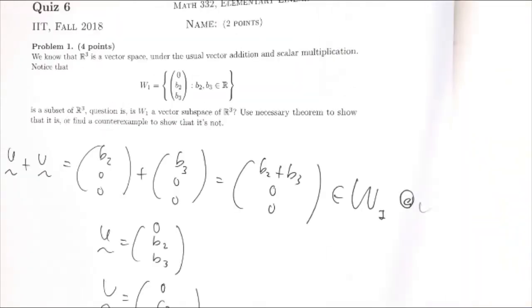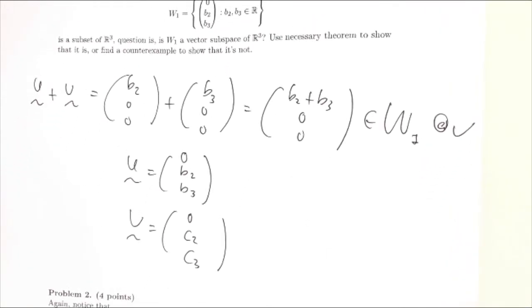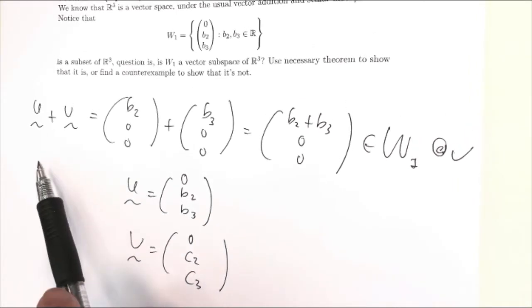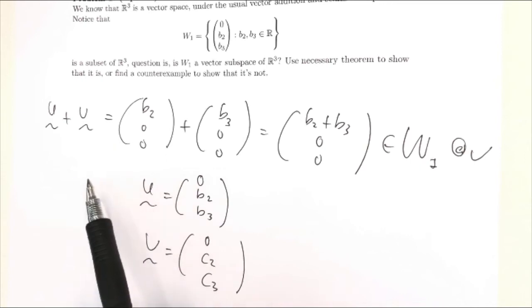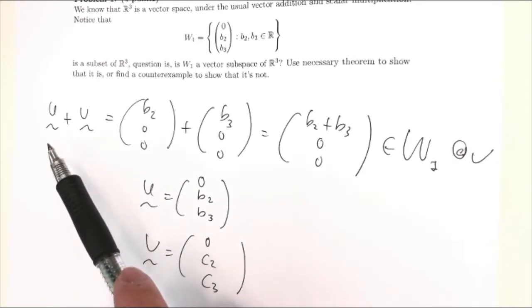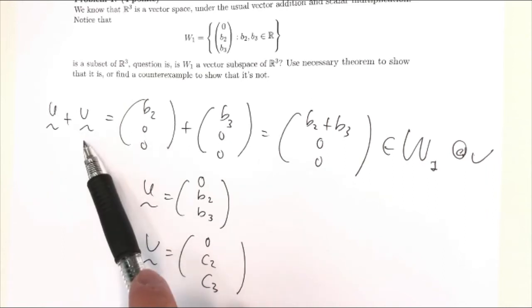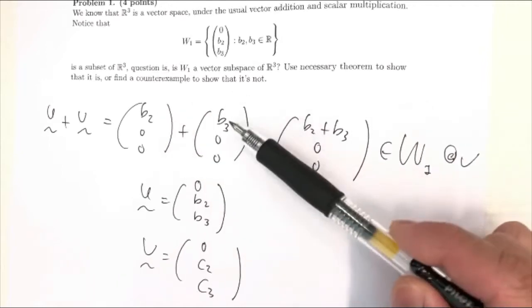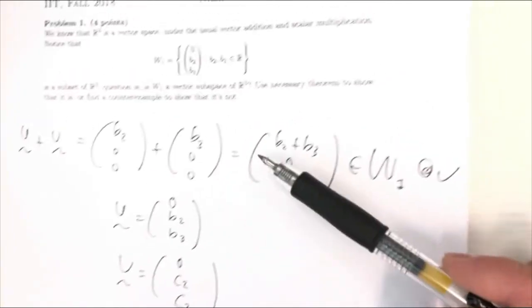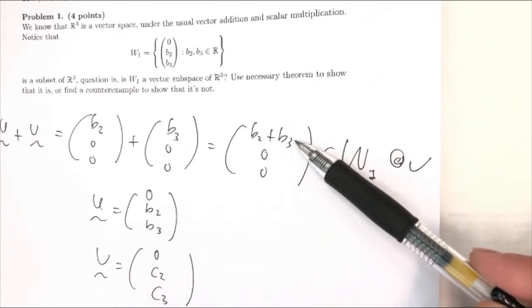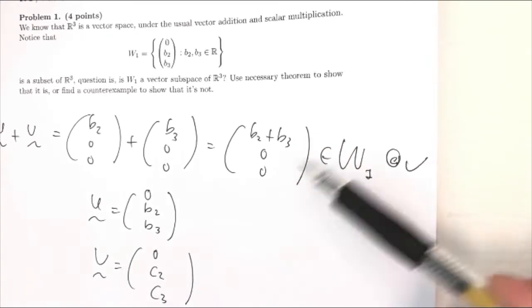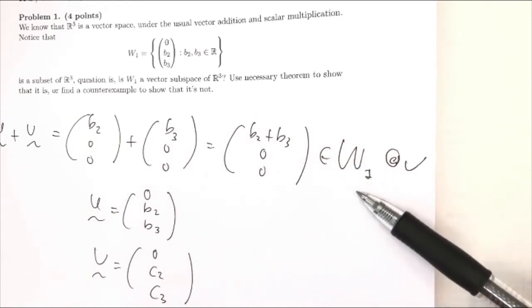Now, let us look at some of your solutions. This is one of the solutions provided by students in our class. It actually didn't really say a lot, okay? So I have to interpret what the student is trying to say. We have a vector u, we have a vector v. The vector u apparently is b2, 0, 0. Vector v is b3, 0, 0. And then these additions give us b2 plus b3, and then we have 0 in the second component and 0 in the third component. And somehow this is in W1.